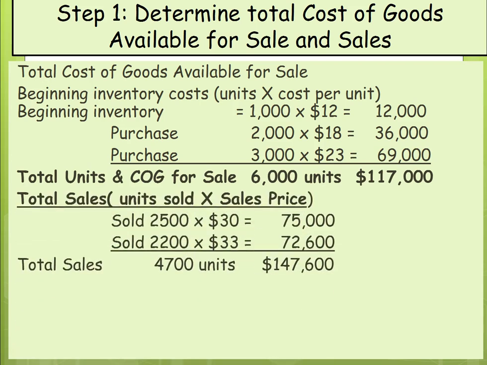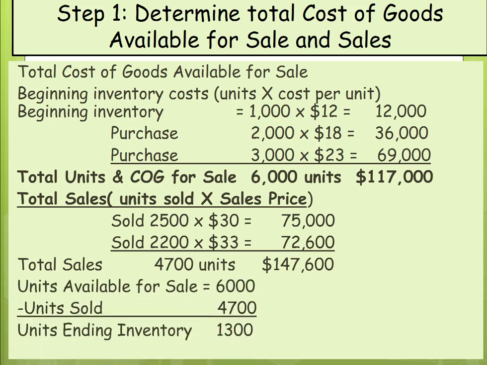Next, if I'm going to need to do gross profit, I then figure out, okay, how much did they sell for, but I also, more than anything else, need to know of the 6,000 units, how many were sold. And in this case, I sold 4,700. I then take the 6,000 minus the 4,700, and I know in ending inventory I have 1,300 units.